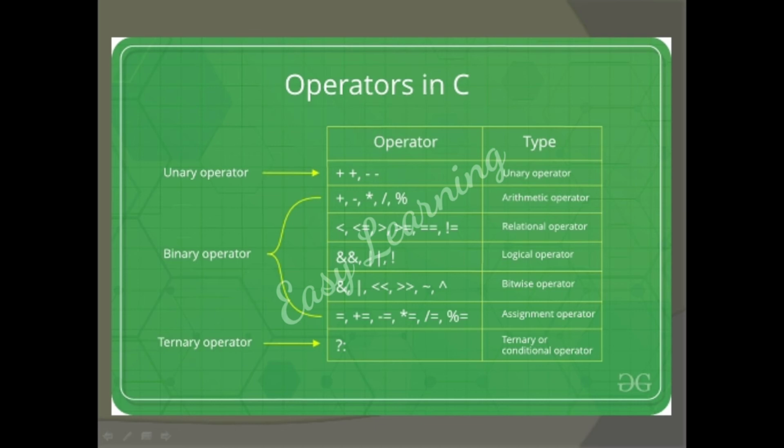Relational operators. These are used for comparison of the values of two operands. For example, checking if one operand is equal to the other operand or not, an operand is greater than the other operand or not, etc. Some of the relational operators are equals equals, greater than equals, less than equals.